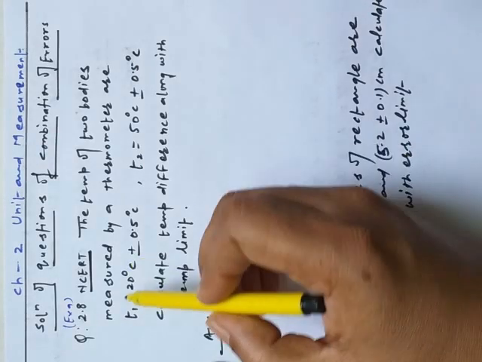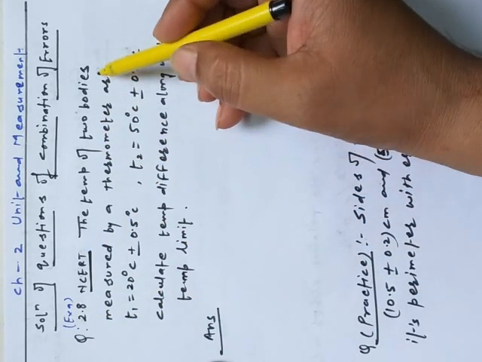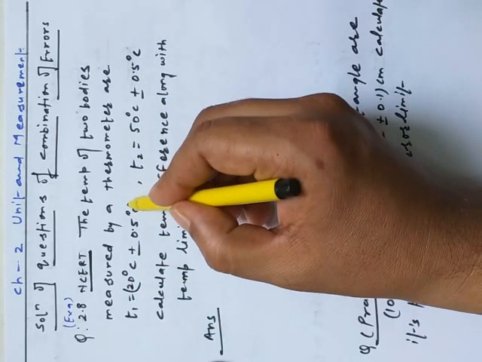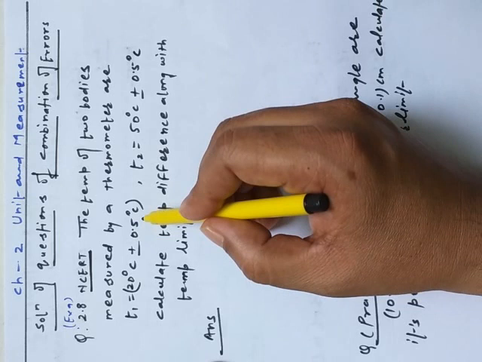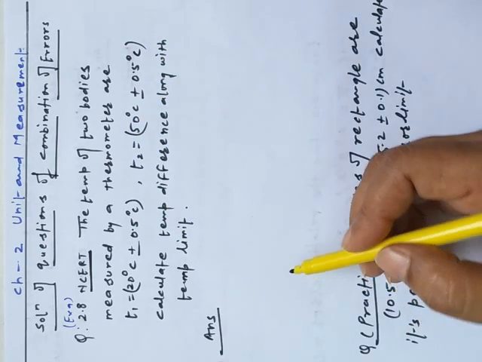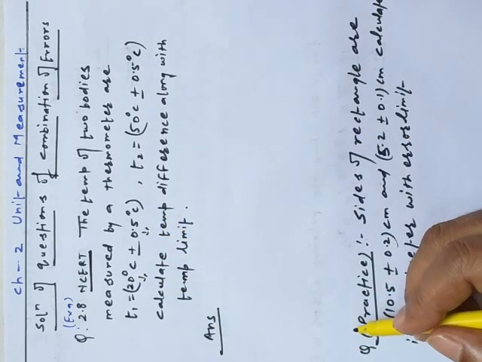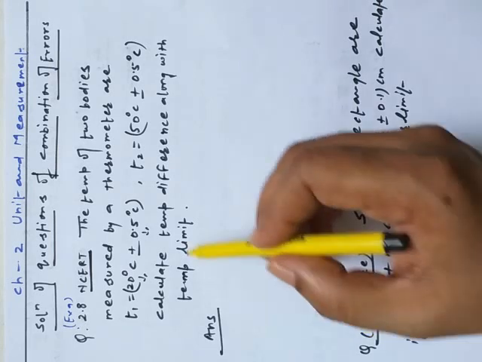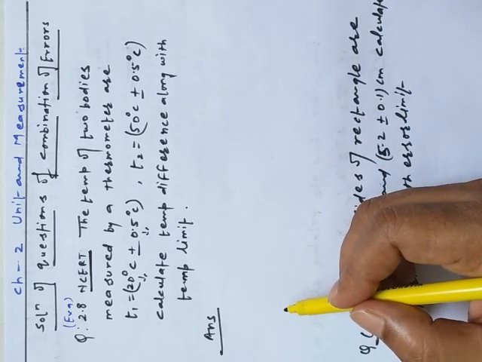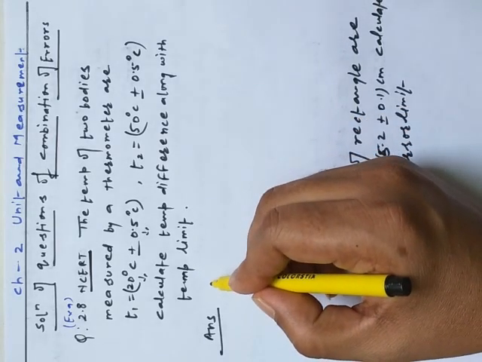Now the question in front of you is example 2.8 of the NCERT book. The temperatures of two bodies measured by a thermometer are T1 equal to 20 degrees Celsius plus minus 0.5 degrees Celsius, and T2 equal to 50 degrees Celsius plus minus 0.5 degrees Celsius. So this is the actual value of the temperature and this is the absolute error, so we have to pay attention to them. What they are asking is to calculate the temperature difference along with the error limit. So we should know what kind of formula we can use here. We will use the formula of difference.